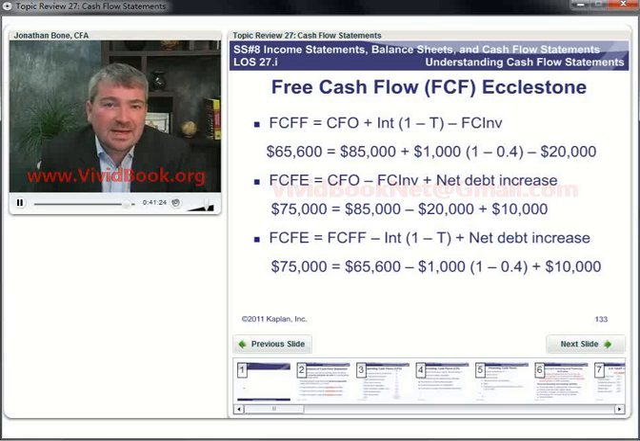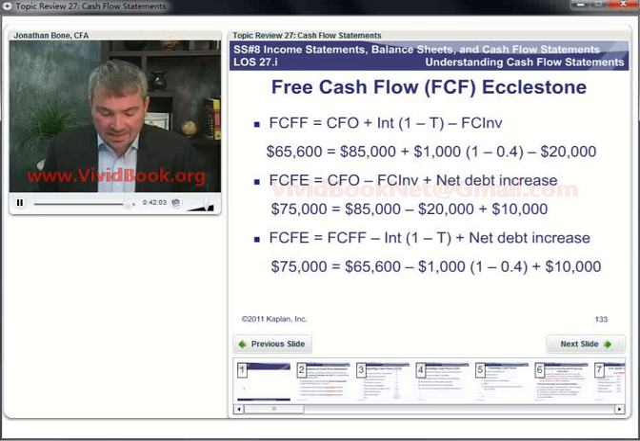Let's have a look at the free cash flow to equity holders. Take your CFO, subtract your capex, so $85,000 minus capex, plus the increase in debt, which was $10,000, you get $75,000. Notice we should be able to reconcile between the two, because there are only two differences in them. Free cash flow to the firm has added back net interest, and free cash flow to equity is added on net debt. So if we take free cash flow to firm, $65,600, subtract the net interest, and then add on the net debt increase of $10,000, we would get free cash flow to equity.